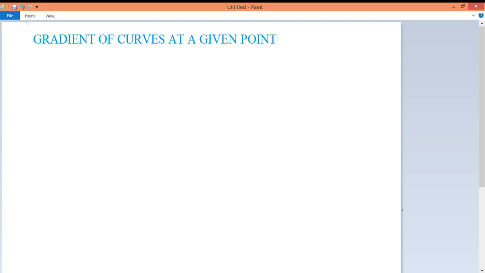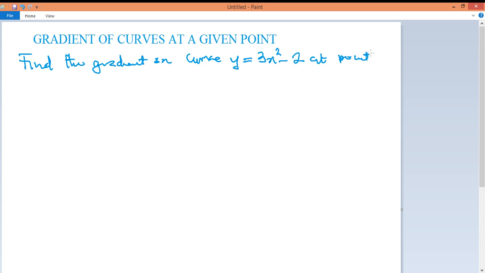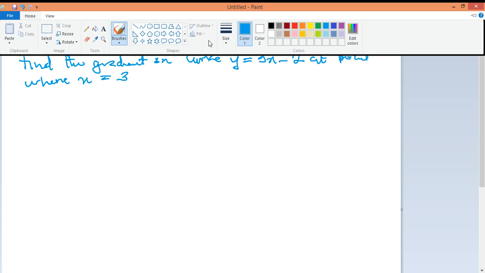Now, let's pick a question. Find the gradient on the curve y is equal to 3x squared minus 2 at the point where x is equal to 3. Where x is equal to 3. Let's look at the ideal solution to this question.